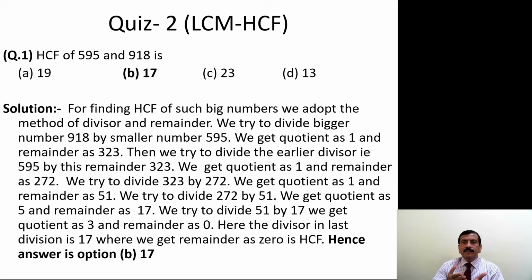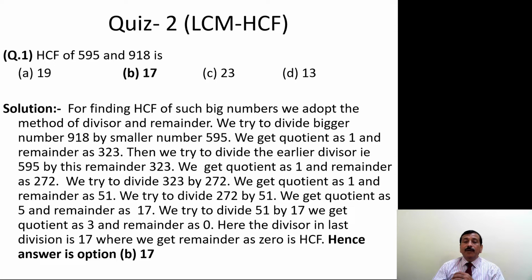We have to factorize these numbers and find out HCF. However, here we are discussing a method which is faster than factorizing. What we do? We divide bigger number by smaller number. So for finding HCF of such big numbers, we adopt the method of divisor and remainder.